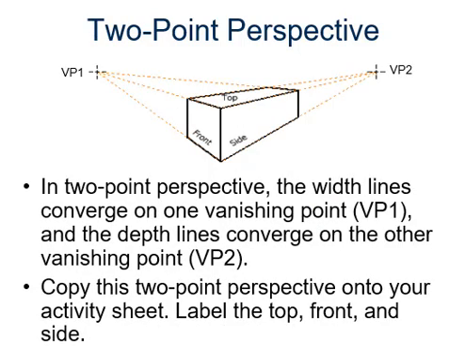In the 2-point perspective, you have width lines that converge on one vanishing point. So the width of this object is converging on vanishing point 1, and then the depth lines are converging on yet a different vanishing point, in this case vanishing point 2.